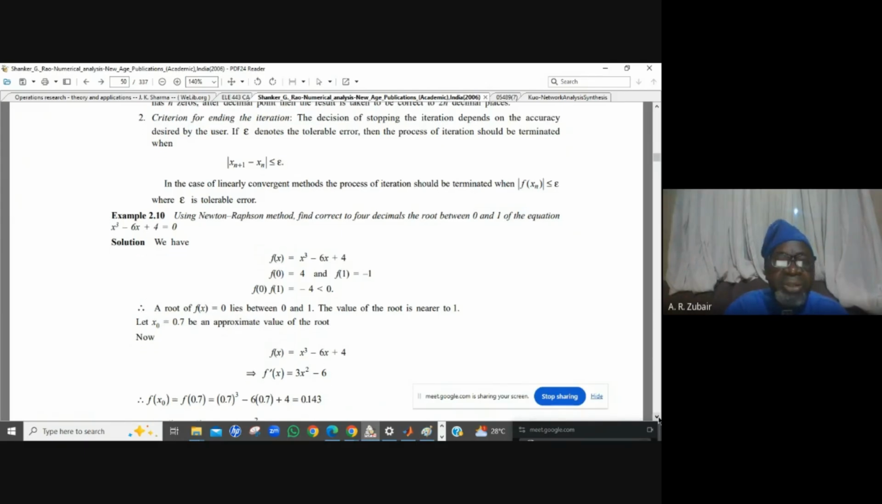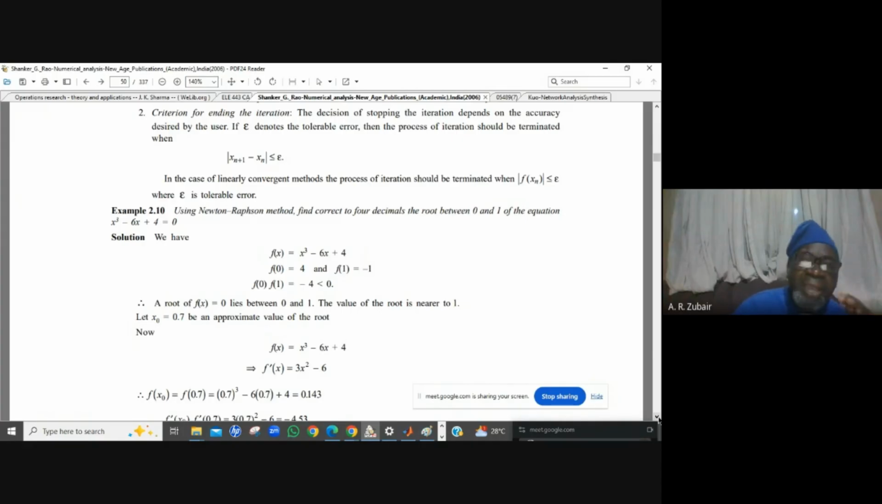So let our x naught, just guess. When you, ladies and gentlemen, repeat this problem, start with x naught equals 0.5. Let's see if you are going to arrive at the same results. You should arrive at the same result anyway at the end.